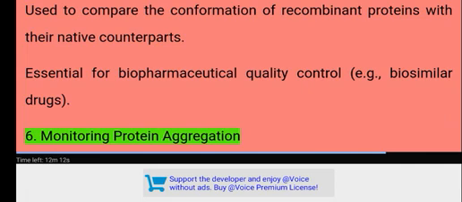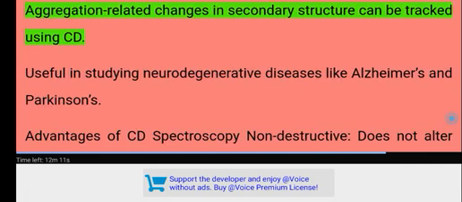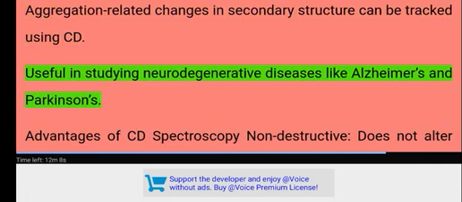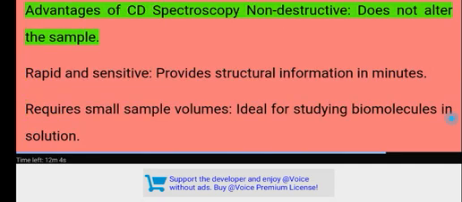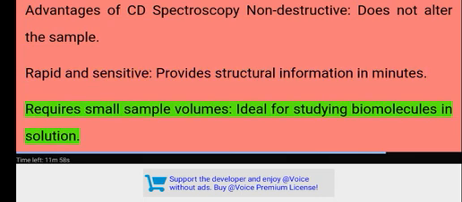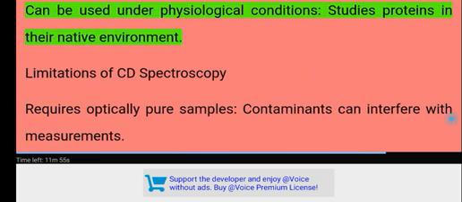6. Monitoring protein aggregation. Aggregation-related changes in secondary structure can be tracked using CD. Useful in studying neurodegenerative diseases like Alzheimer's and Parkinson's. Advantages of CD spectroscopy: non-destructive, does not alter the sample. Rapid and sensitive, provides structural information in minutes. Requires small sample volumes, ideal for studying biomolecules in solution. Can be used under physiological conditions, studies proteins in their native environment.